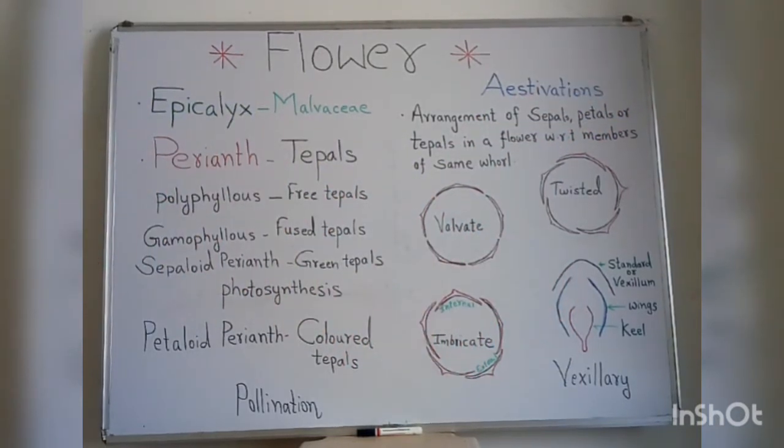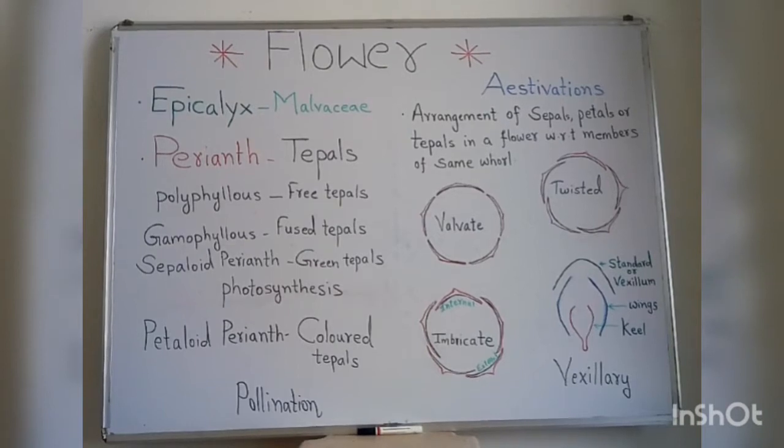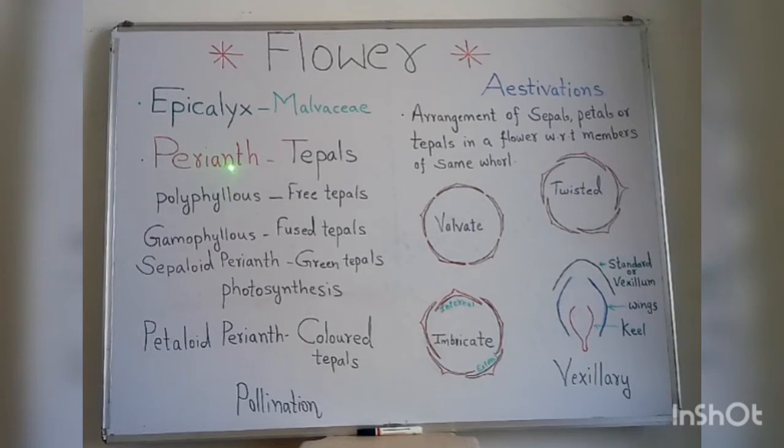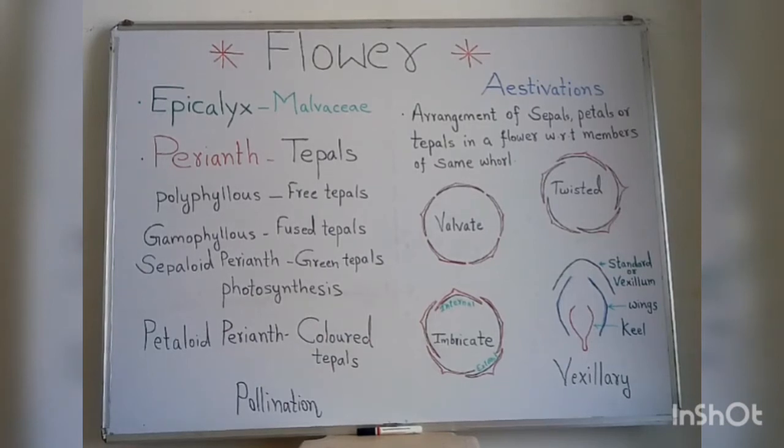Then is perianth. Perianth is another floral whorl. When the calyx and corolla remain undifferentiated, each member of the perianth is called a tepal. When the tepals are free from each other, the condition is known as polyphyllous. But when the tepals are fused with each other, the condition is known as gamophyllous.